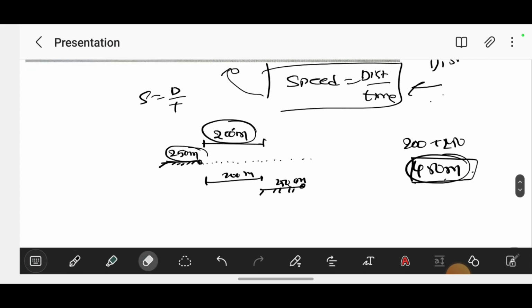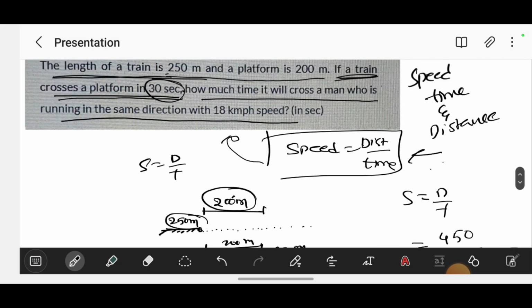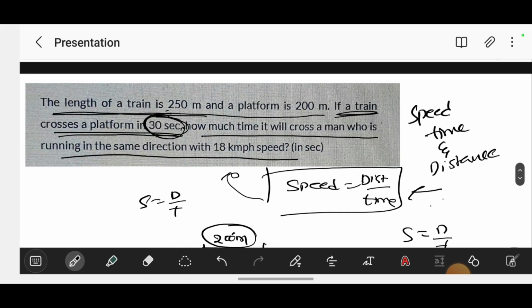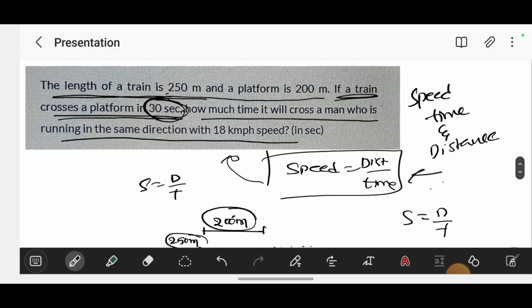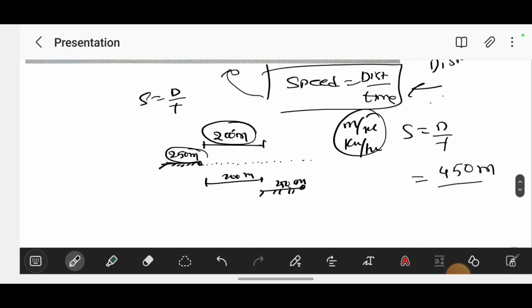As we know, speed equals distance by time. Here the distance is 450, 200 plus 250, and he already gave 30 seconds. Here the time unit is seconds, so you should check whether the distance is in meters or kilometers. If it is kilometers, change it into meters. Here it is already meters, because speed should be either meters per second or kilometers per hour. So in 30 seconds, it completes 450 meters.